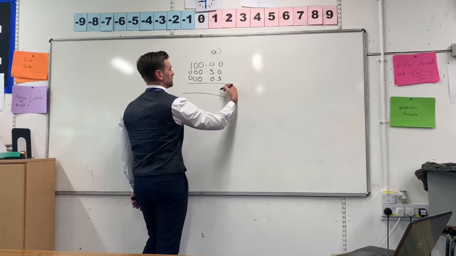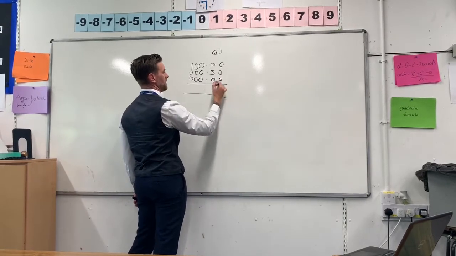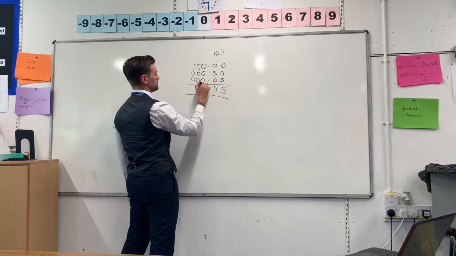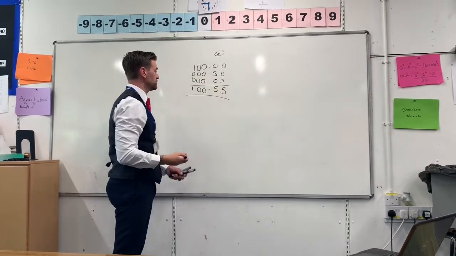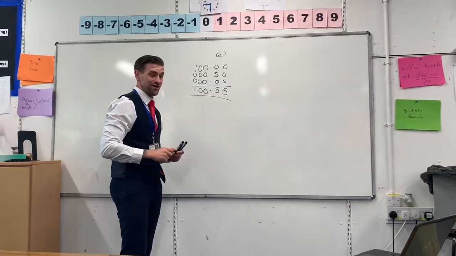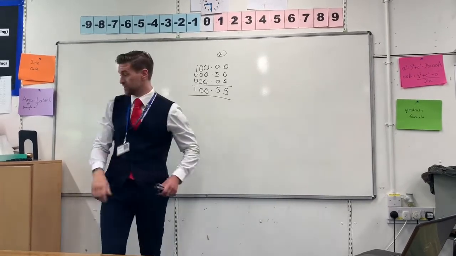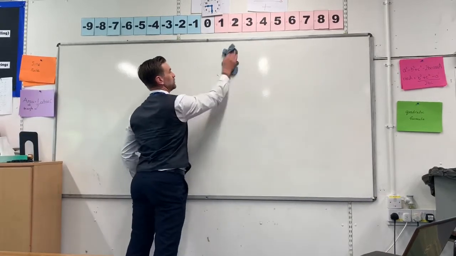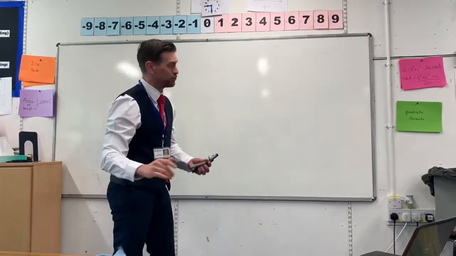So I'm going to go down the column. I've just got a 5 there, another 5 there, zeros, and a 1. So your answer is 100.55. Easy peasy. I'm not going to explain that anymore. That's the 4th one we've done of those, and they've all been the same method.